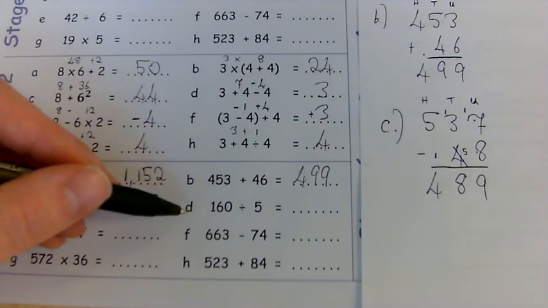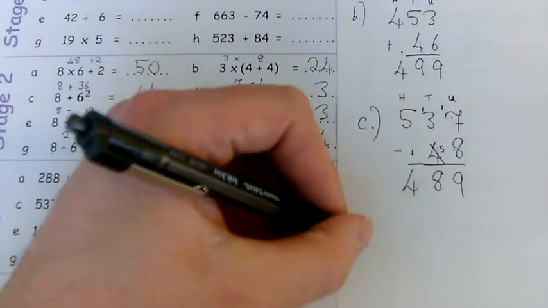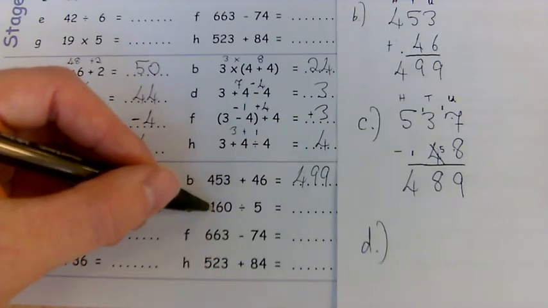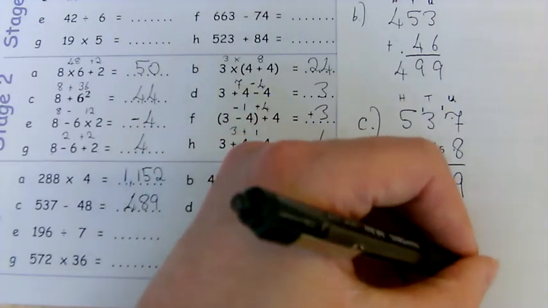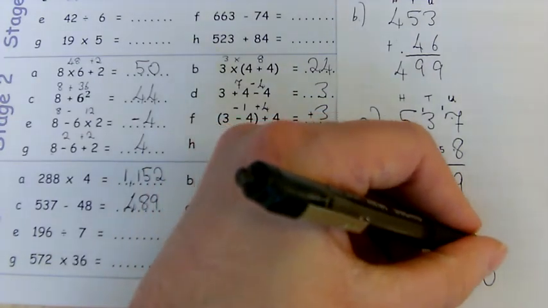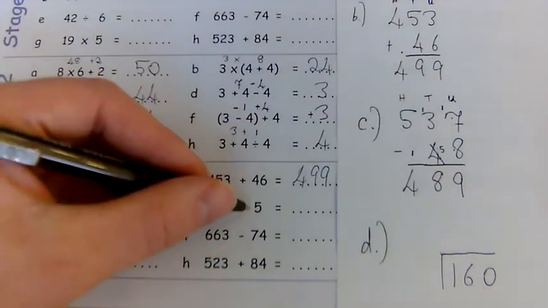For D, given us division, we're using our bus stop, and it's always first number inside the bus stop. So we've got 160, and it's being divided by 5.